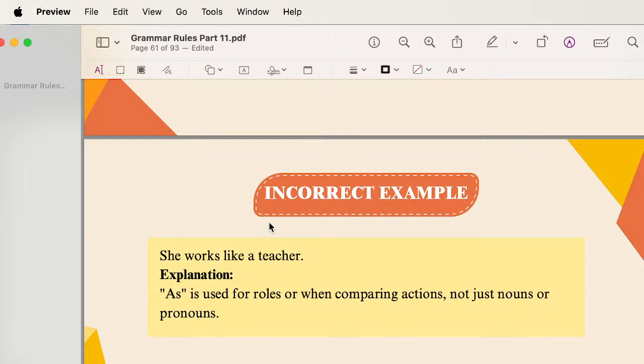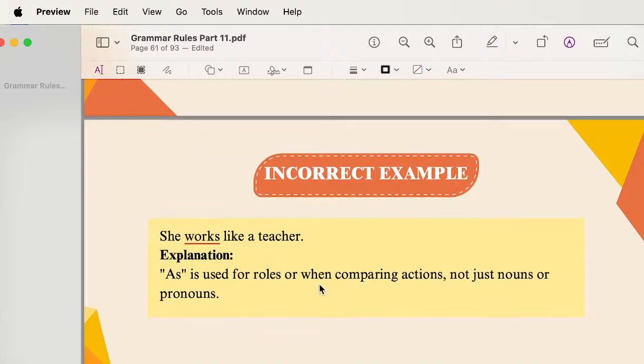She works like a teacher. Now, as is used for roles when comparing actions. So in this case, you're actually comparing action. That her work is like a teacher. So she works as a teacher would be correct here. Right? So you have to be very particular. She works like a teacher? No, she works as a teacher. You're not actually making any sort of comparison, but you're actually telling that she is a teacher. Therefore, as will be appropriate here.